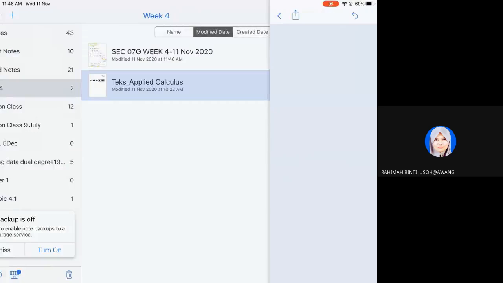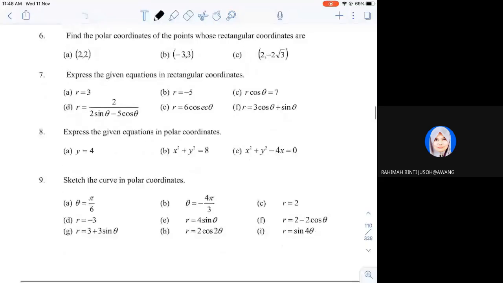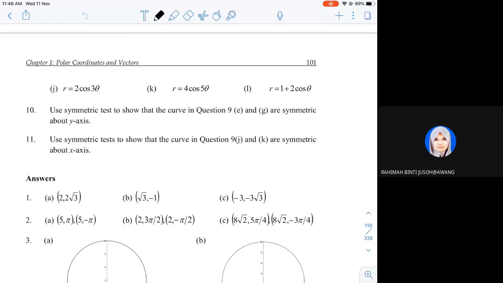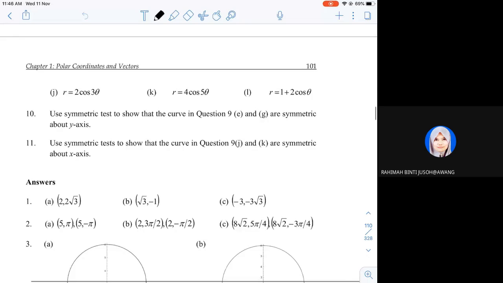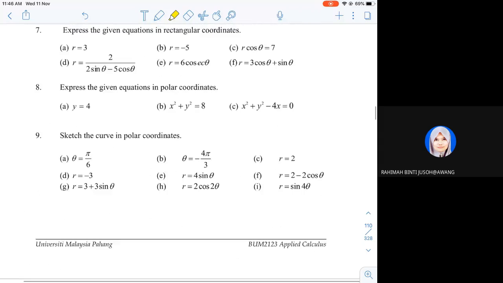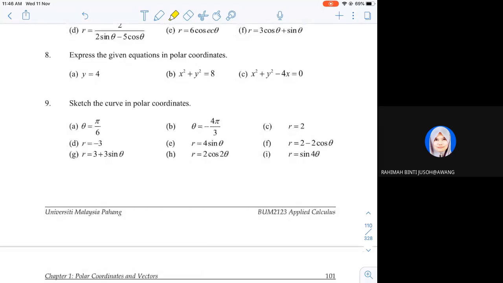Okay, so jom kita tengok soalan symmetric test. Use symmetric test to show that 9E and 9G are symmetric about y-axis. Y-axis 9E and 9G. Mana 9E, 9G? 9E simple sangat, saya buat 9G. Okay, I will do 9G. This copy.